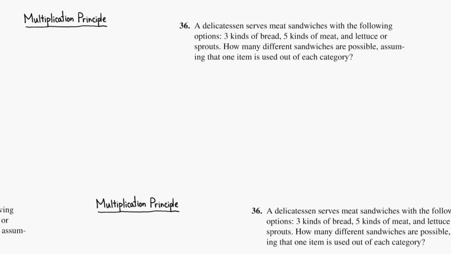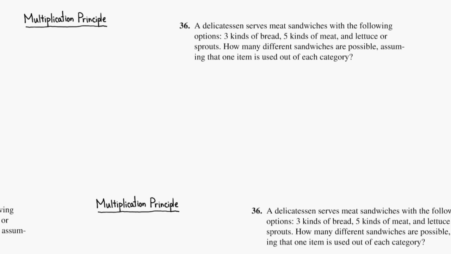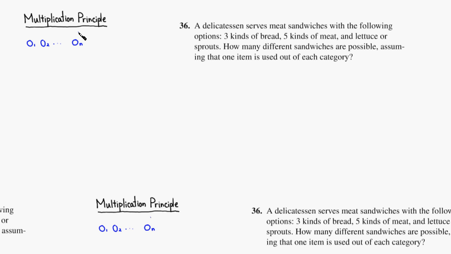All right, let's look at the multiplication principle. Let's say you have a whole bunch of operations. Let's call it operation 1, operation 2, and so on, and maybe there are n operations to perform. And each operation is going to have a number of outcomes.